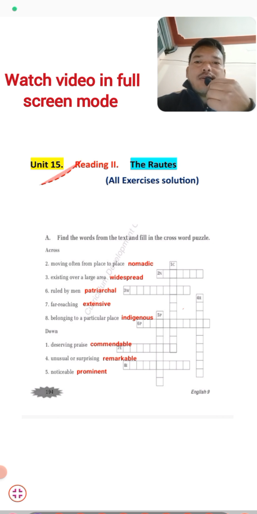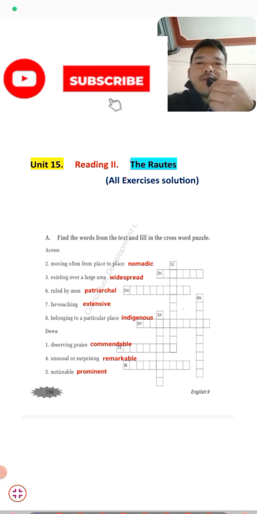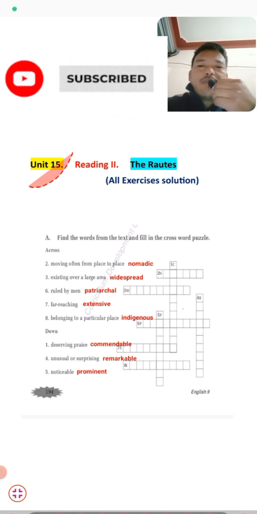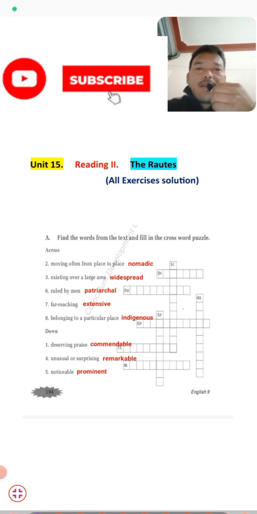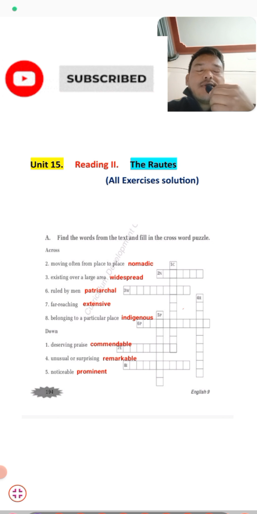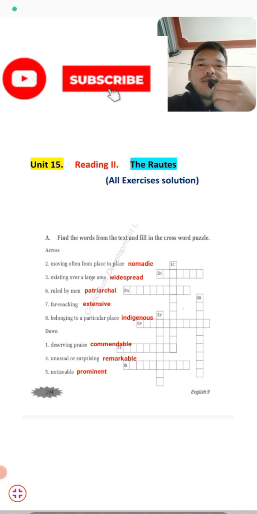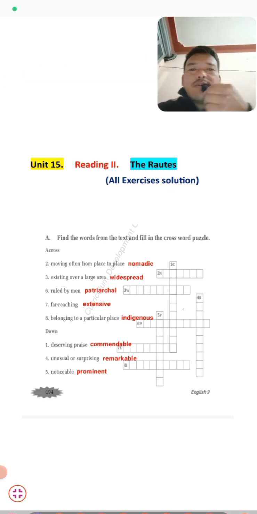Students, today we will discuss all the exercises of the reading two part from unit number 15, that is Raute. As we have studied its text already in the previous video, now in today's class I'm going to help you to solve all the exercises of this text. Here we go, students.